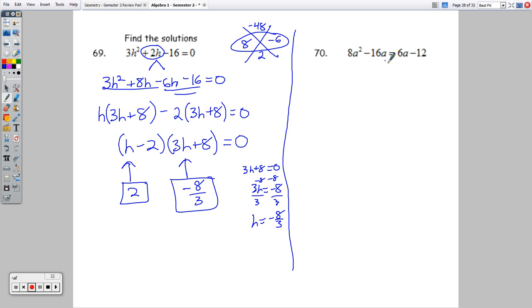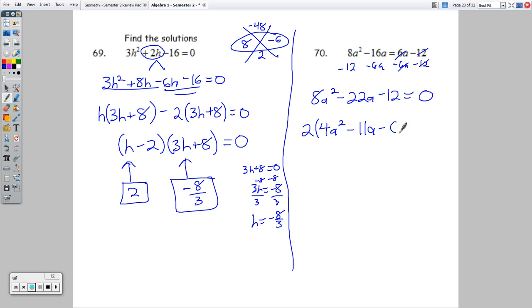For 70, we need one side equal to 0 to try to factor stuff first. So I'm going to subtract 6a and subtract 12 from both sides. I'd have 8a squared minus 22a minus 12 would equal, these would cancel, equal 0. Here I can take out a GCF, so I'm going to do that to make things a little simpler later. I can factor out 2 of everything. I'd be left with that.